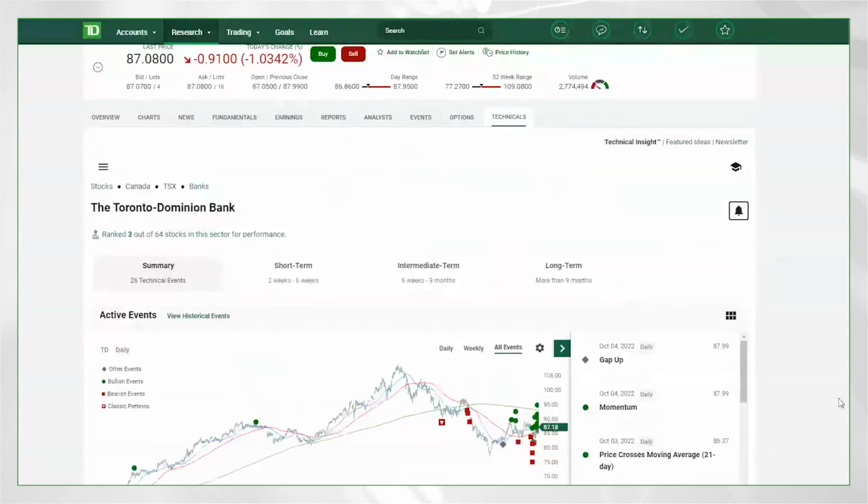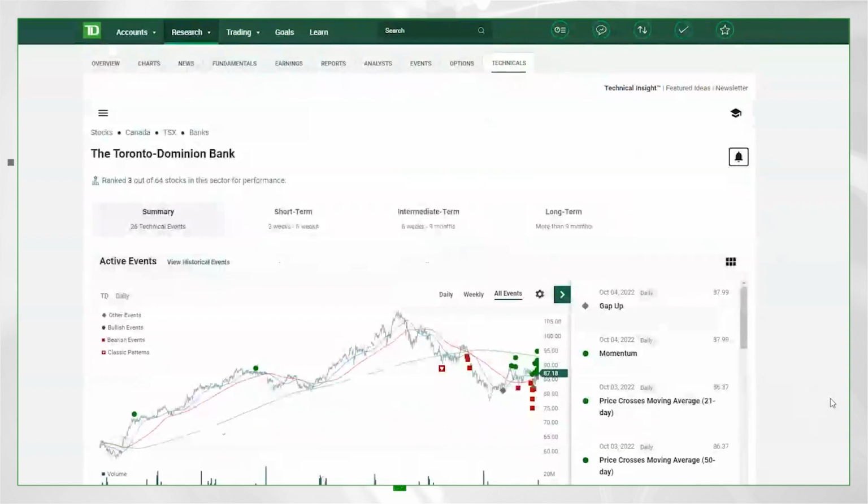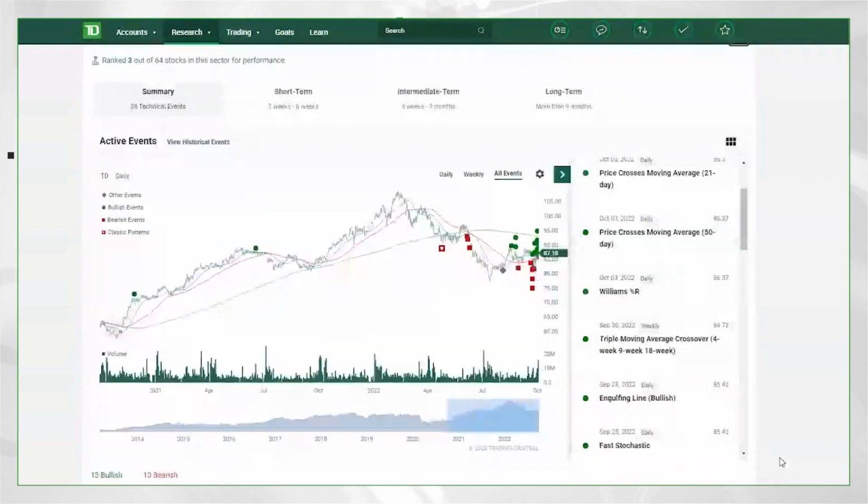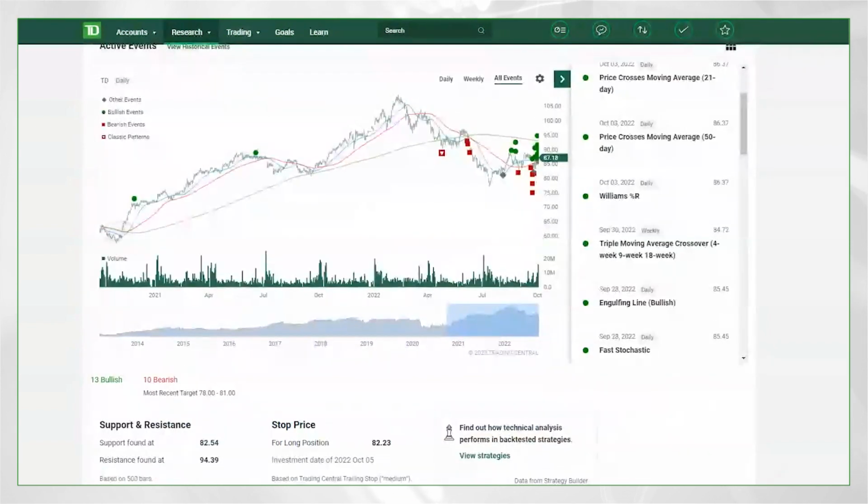So this is the first thing you can look at, and there's a lot of information here we can spend some time on. But TD Bank ranks number 3 out of 64 stocks in the financial sector based on stock performance, which is pretty big, right? Near the top. So that's the first indication. Maybe we've got something going on here for a bullish trend. Now we've summarized all the events happening right now for this particular stock: 26 technical events. We have short-term, intermediate-term, and long-term. This is the whole Dow theory component. We analyze all trends. And really, you can see at the bottom, we've got 13 bullish and 10 bearish right now.